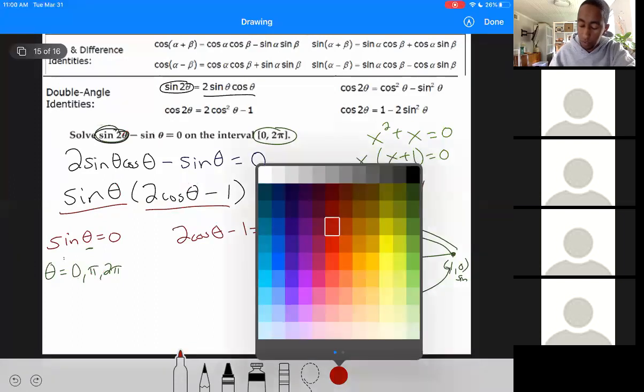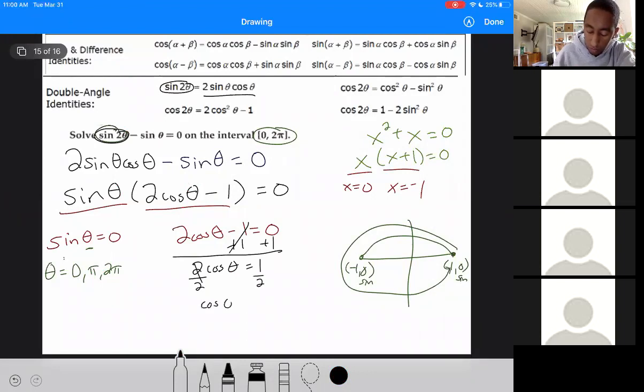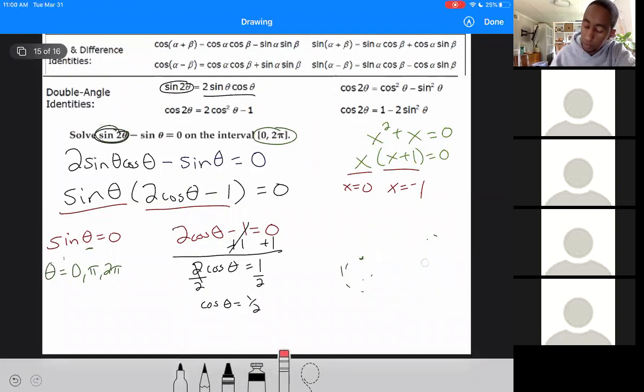Okay, good. So now let's solve the one on the right. This one we have to do some algebra. So you'd have to add 1. We would get 2 cosine of theta equals 1. Then we would divide by 2. So we have cosine of theta equals 1/2. So now we need to think about what angle measurements make cosine of theta equal to 1/2, and we're going back to the unit circle for that.